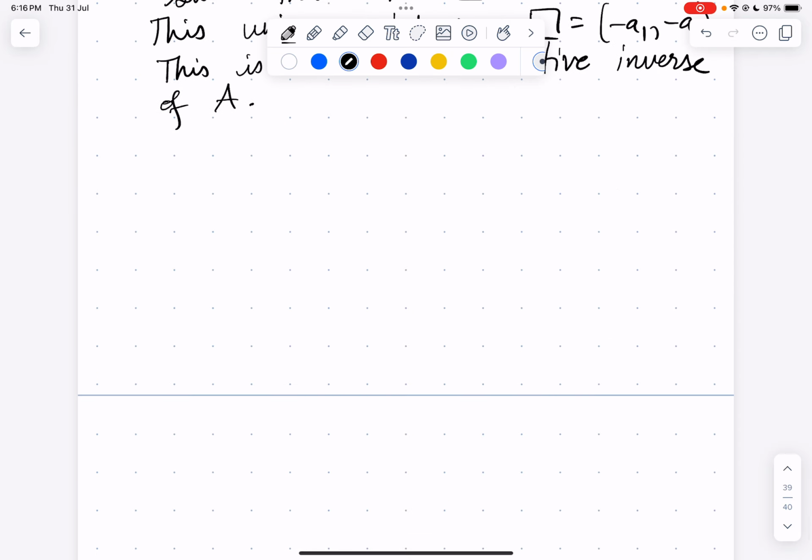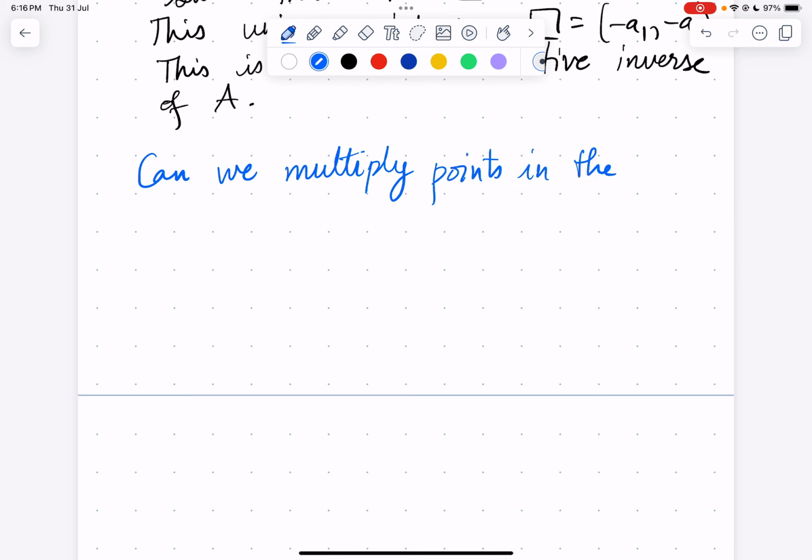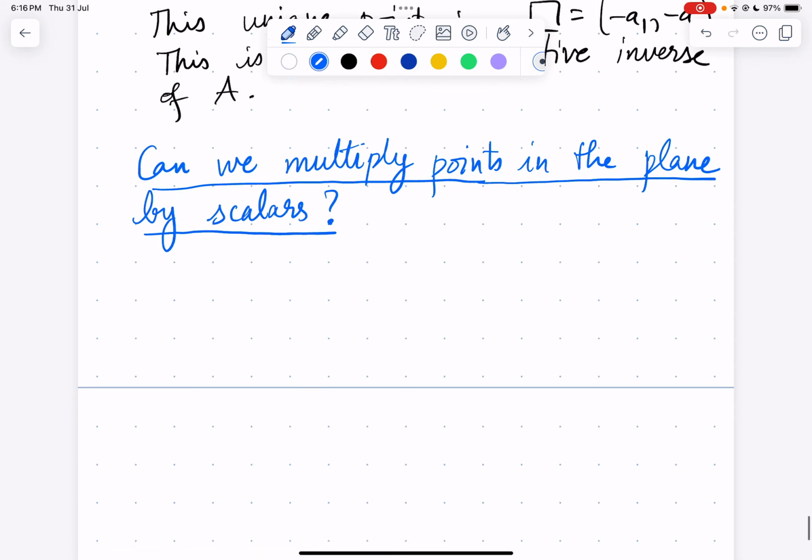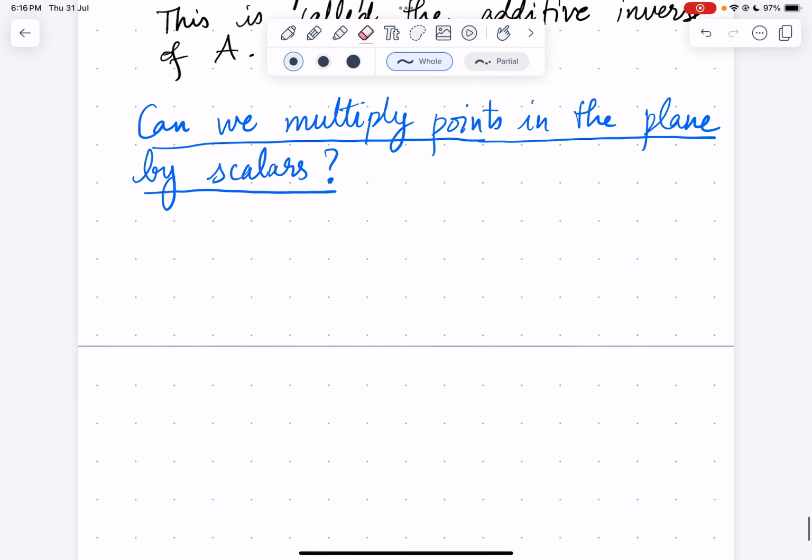So can we do multiplication? We can do one form of multiplication, it turns out. Can we multiply points in the plane by scalars? There are other forms of multiplication like the dot product, and we will look at those later. For now, can we multiply points in the plane by scalars? Scalars just mean reals.